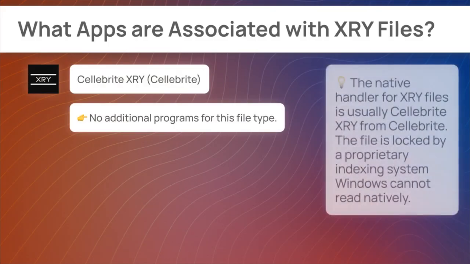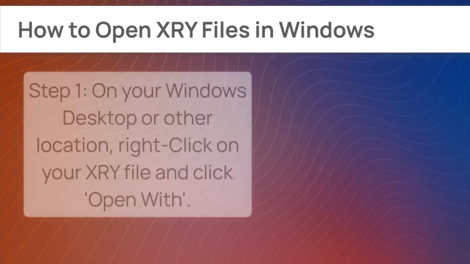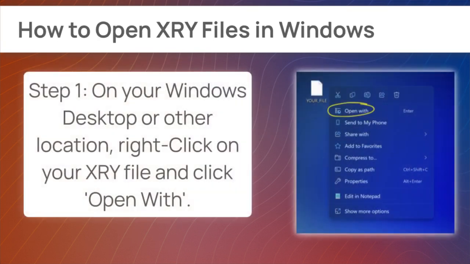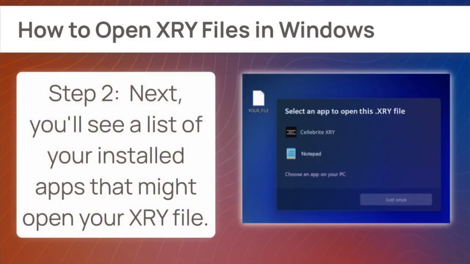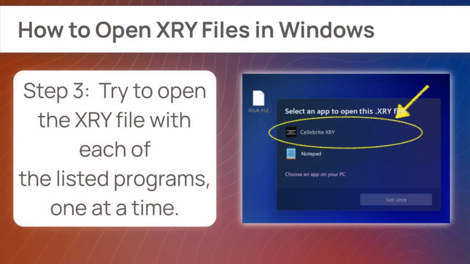The file structure is too complex for native Windows editing tools to manage reliably. Windows cannot render protected content, so decoding relies on appropriate security software. The fastest method is to exhaust all compatible openers. Right-click the XRY file and hit Open With. Use Cellebrite XRY if installed. If not, choose another program. We must confirm the handler.